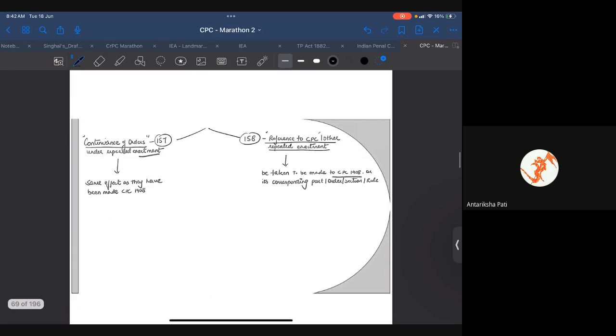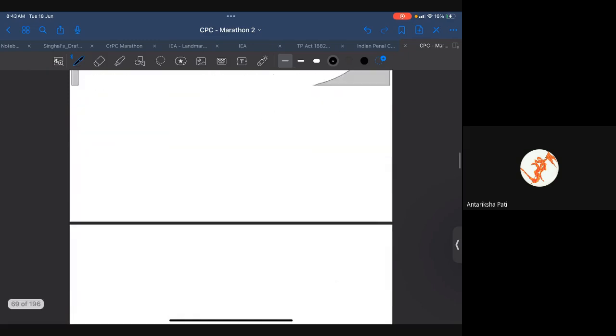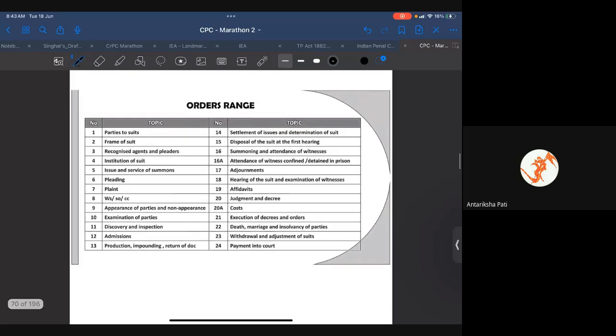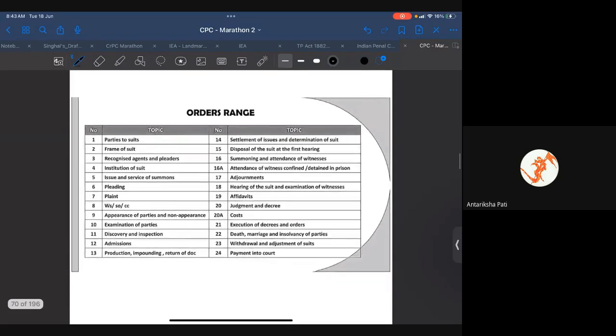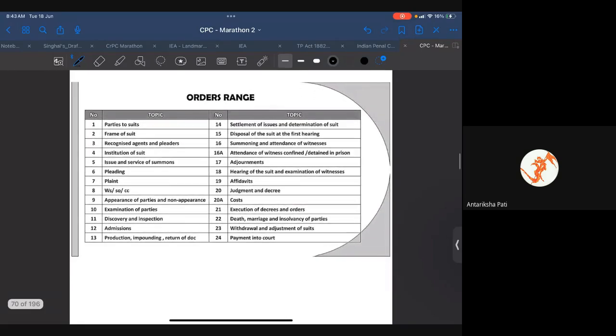That's what it says. Now 157 is continuance of orders under repealed enactment. So whatever orders are passed under repealed enactment, it will have same effect as if they had been made under CPC 1908. So it's basically a saving clause. Now 158 is reference to CPC or other repealed enactment will be taken to be made to CPC 1908 or its corresponding part, order, section, rule. Okay. Now coming to orders, we'll start it as well because tomorrow otherwise it cannot be finished.